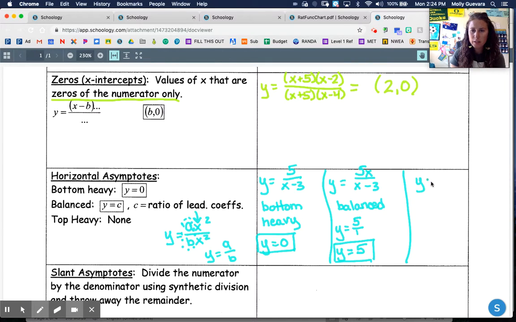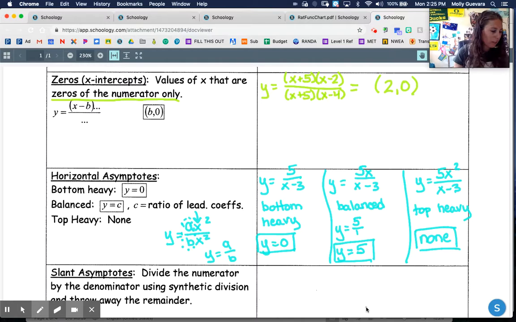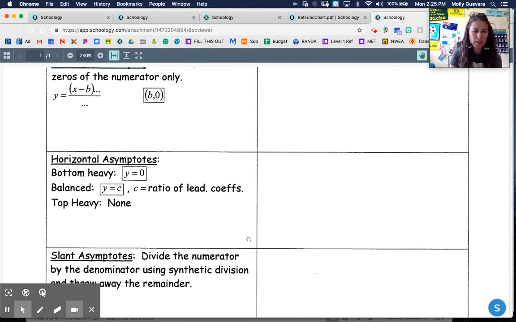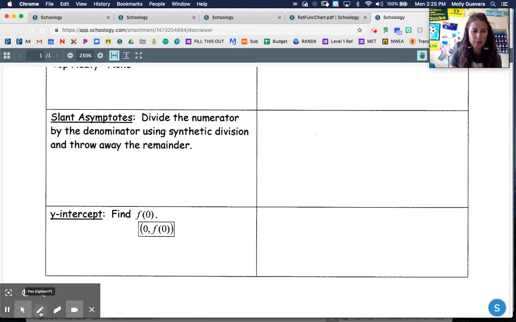And then the last one, let's do y equals 5x squared over x minus 3. On the top I have x squared, on the bottom I have x, so this is top heavy because the degree of the top is higher than the degree of the bottom. And so since it's top heavy, there is no horizontal asymptote. So hopefully we feel good on that. Again, reach out, make sure you're understanding what's going on. 2 more to fill out and then we're done.